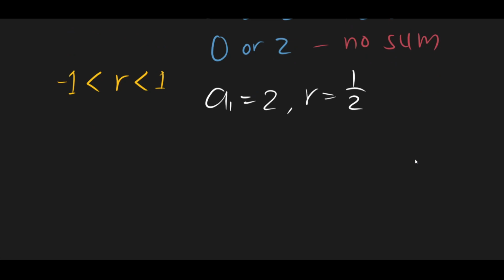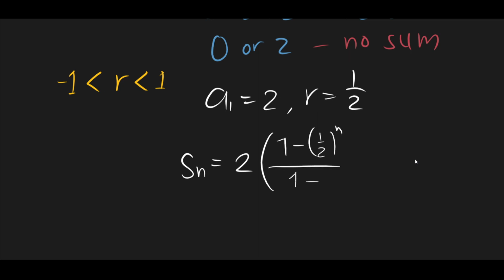Okay, now let's substitute these values to our equation. Okay, so we have a1, that is 2, multiplied by 1 minus 1/2 raised to n, right? All over 1 minus 1/2. Okay, so as n approaches infinity, 1/2 raised to n right here will approach 0, right? This value will become smaller and smaller, and it approaches 0 as n approaches infinity.